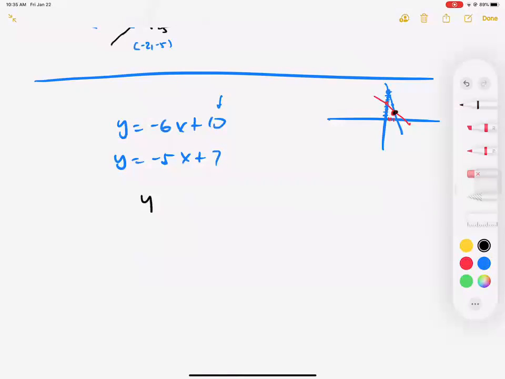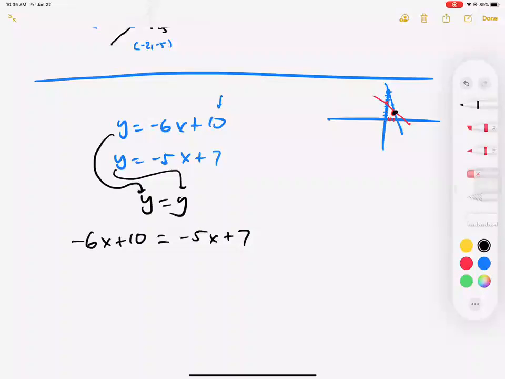So here's what I'm saying. If y is equal to y, right? Because they have to have the same y. Well, the top y, negative 6x plus 10, has to equal the bottom y. So we're substituting y for y. Another way of looking at this is I'm substituting this y into this y equation, right? I'm saying, hey, isn't y negative 6x plus 10? So I will write negative 6x plus 10 there. That's what we did. So instead of writing the letter y, we wrote negative 6x plus 10.